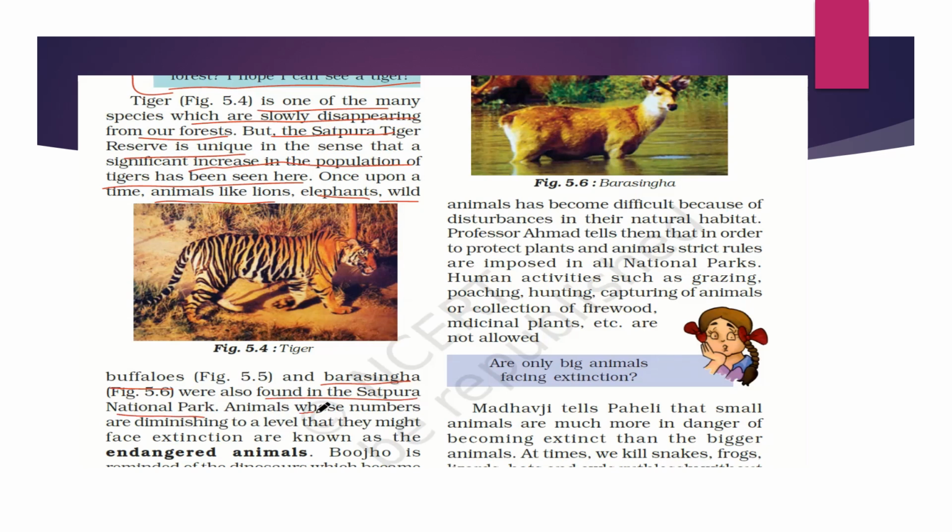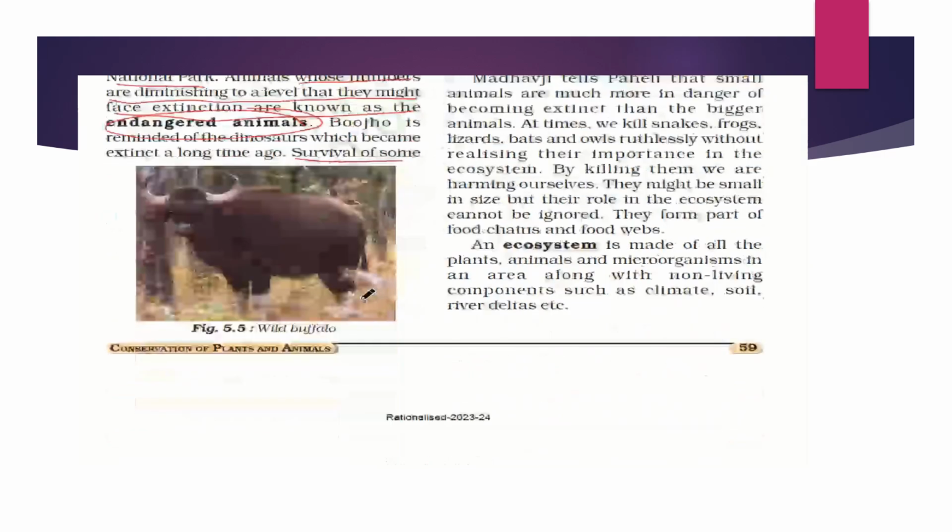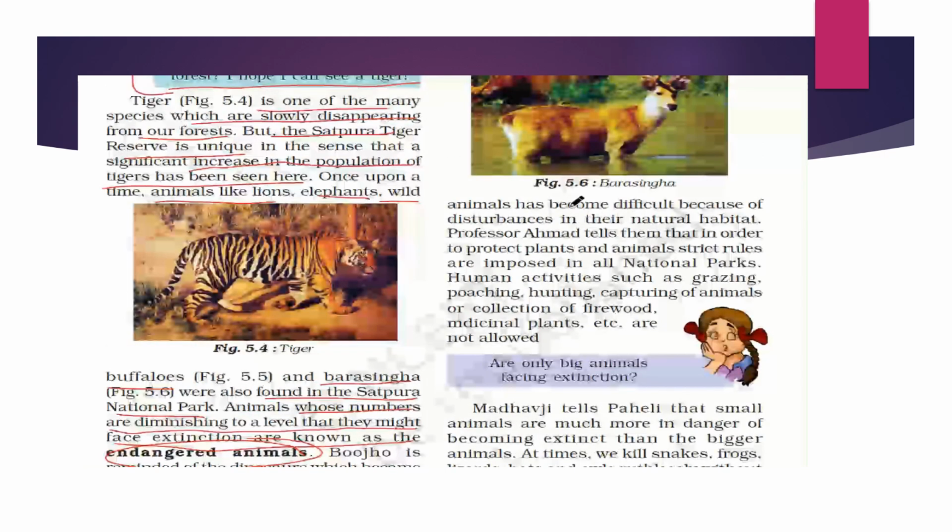Okay, so animals whose numbers are diminishing to a level that they might face extinction are known as endangered species. So they are now very few in this Satpura National Park, and almost about to face extinction, and so they are also called endangered species. So Buju reminded us of the dinosaurs which became extinct a long time ago. So survival of some of the animals has become very difficult because of the disturbances in the natural habitat.